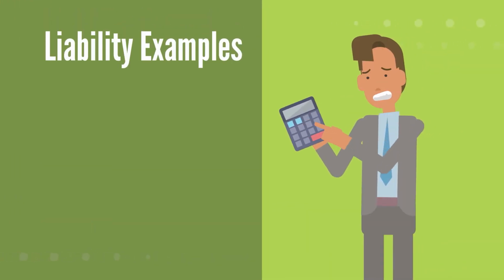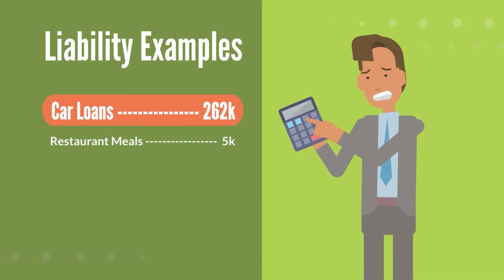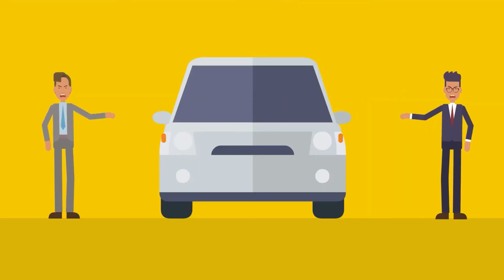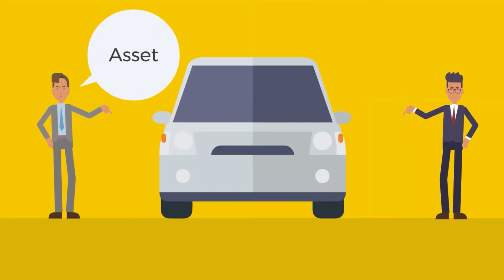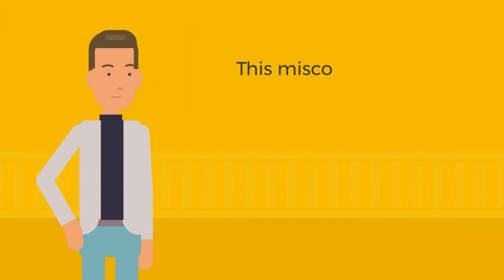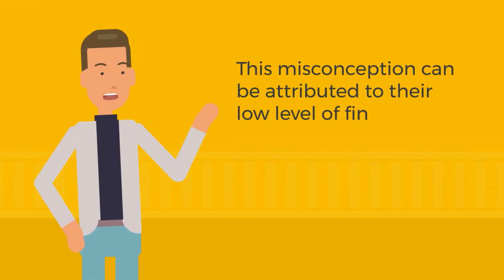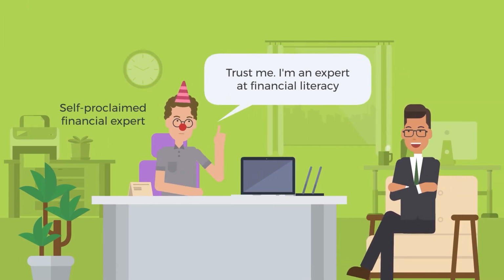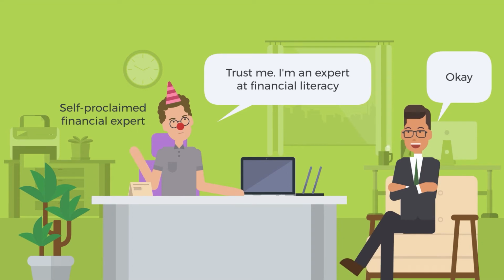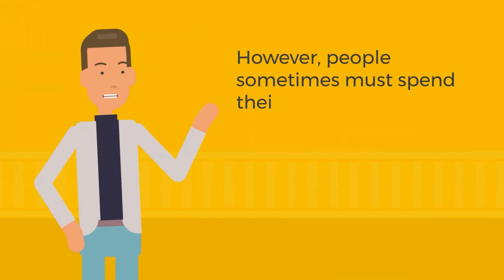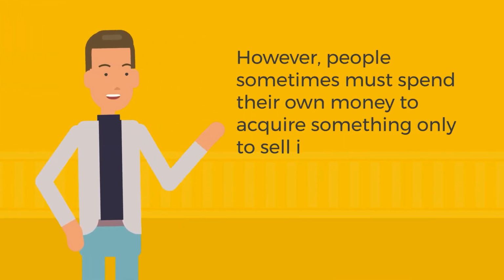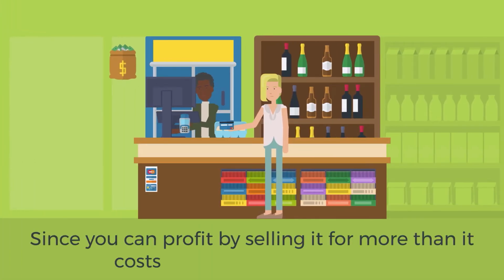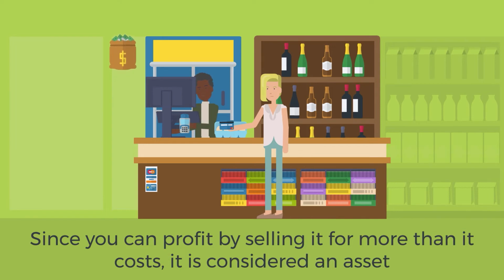Typical liabilities include car loans, restaurant meals, vacations, subscriptions, and other expenses. Some things that people consider to be assets are in fact liabilities. This misconception can be attributed to their low level of financial literacy. Others also blindly follow the recommendations of the so-called financial experts. However, people sometimes must spend their own money to acquire something only to sell it at a higher price. Since you can profit by selling it for more than it costs, it is considered an asset.